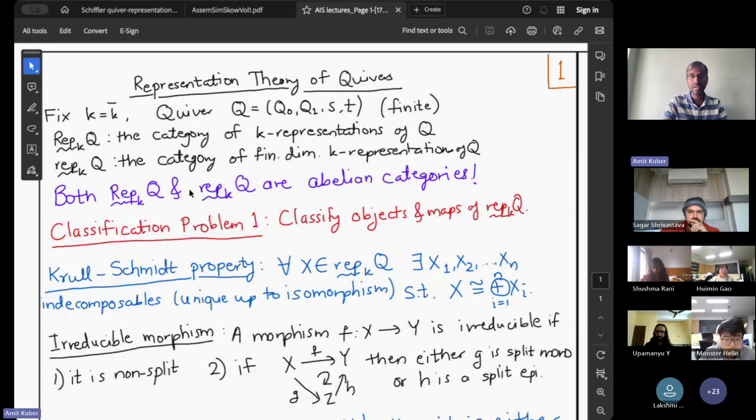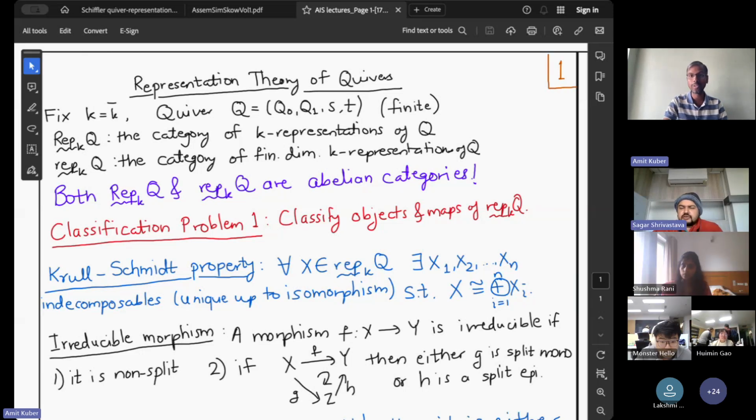I will make one more announcement, the same announcement once again. If a morphism is injective, then it is the kernel of its co-kernel. And if a morphism is surjective, then it is the co-kernel of its kernel.